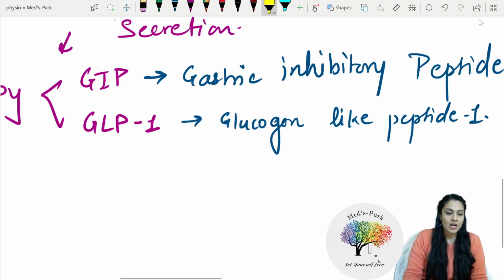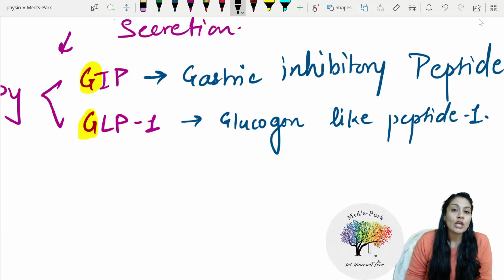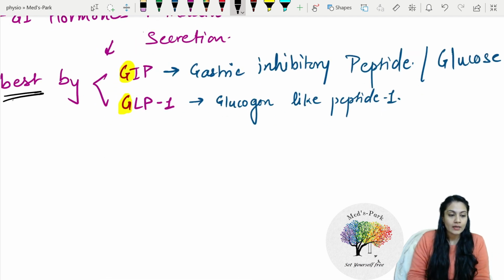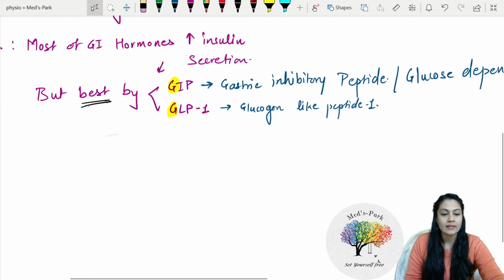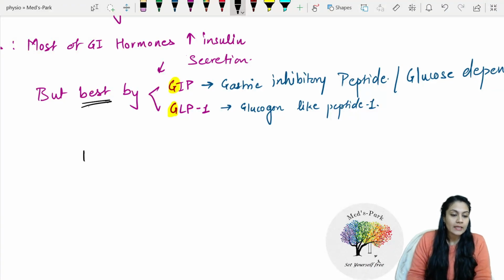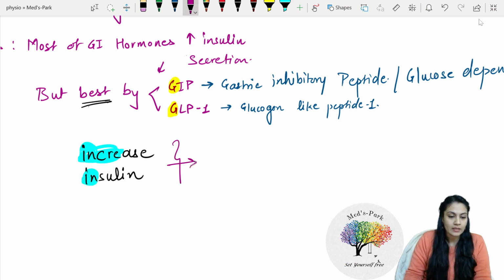Now remember, they both start with G, right? And these two are increasing insulin. They are the best hormones who can increase the insulin secretion at max. So they both together increase insulin.